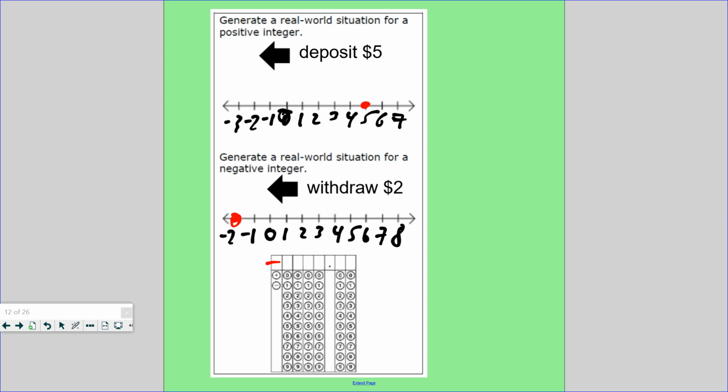-$2. Let's think. How would you write -$2 as a decimal? -2.00. So you bubble in the negative, you bubble in the 2. If you want to bubble in the zeros like this, you may. You do not have to. Usually in middle school and high school, we don't usually do that. We just bubble in the negative and the 2.